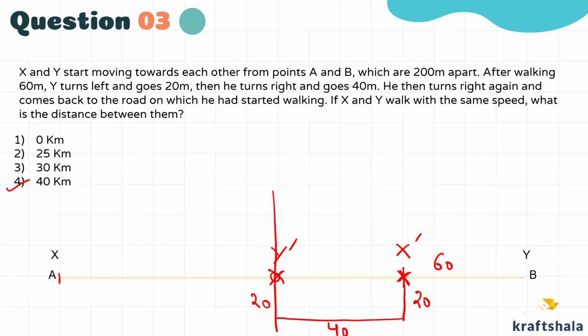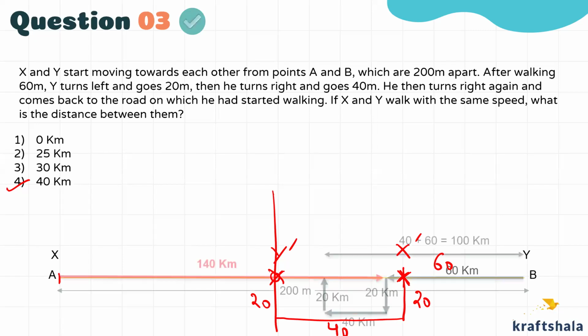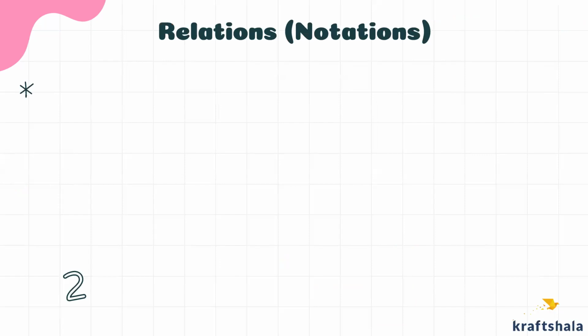Right? So this is all about directions. Let's start with the next topic, that is blood relation. So blood relation is a bit trickier than directions because we are studying this topic in English. So in English we have fewer names for relations.